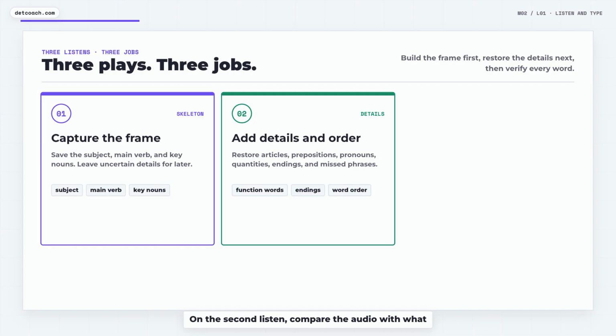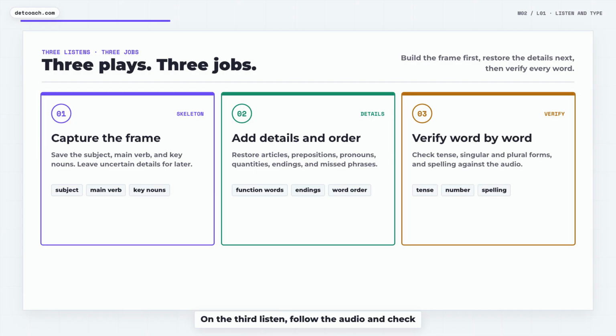On the second listen, compare the audio with what you have typed and add the details. Listen closely for articles, prepositions, pronouns, quantities, word endings, and any phrases you missed the first time. At the same time, check that the word order is correct.